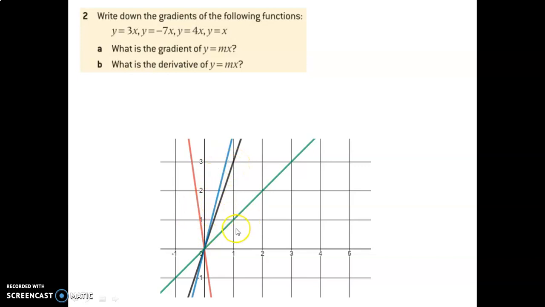These are simple lines that all pass through the origin, so they have a y-intercept of 0. But that number in front of the x is our slope, right? These lines all have a different slope.